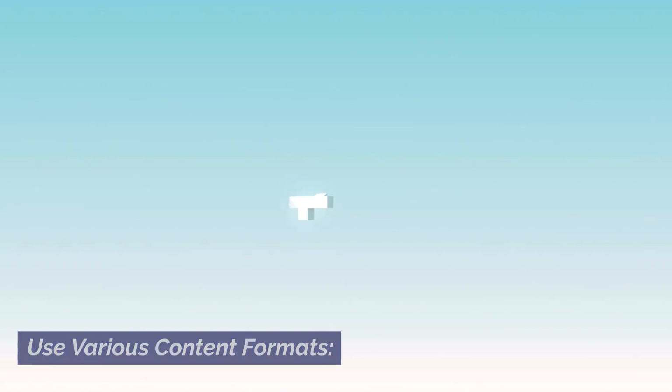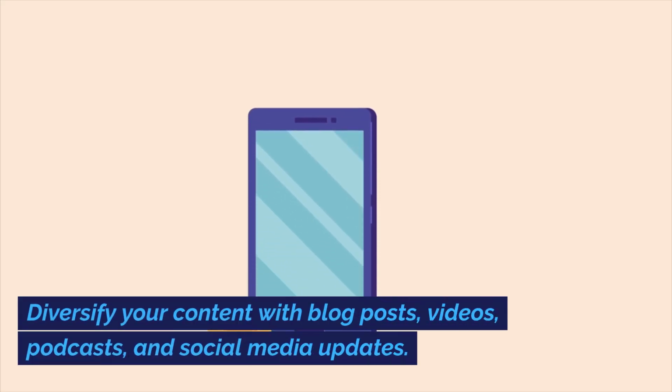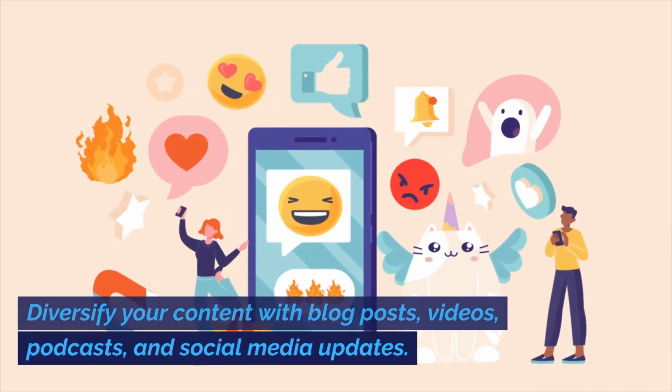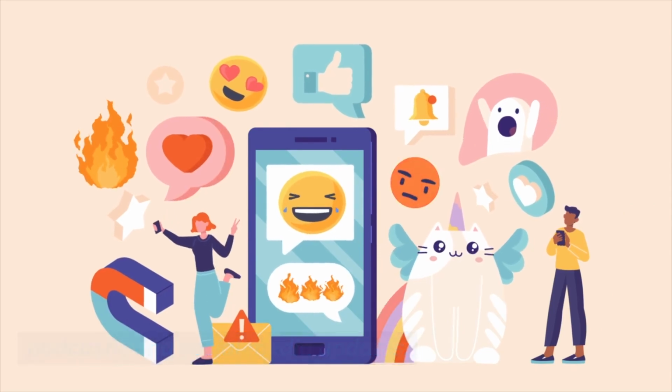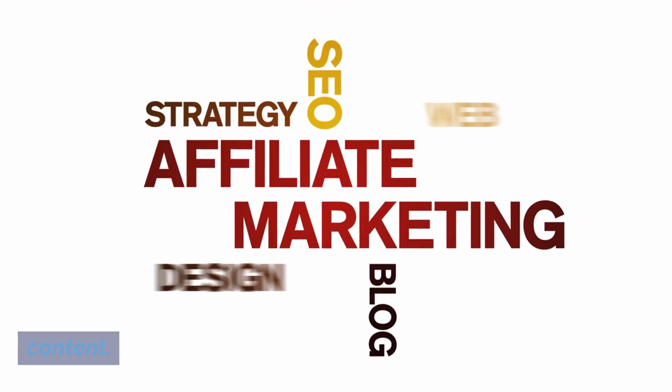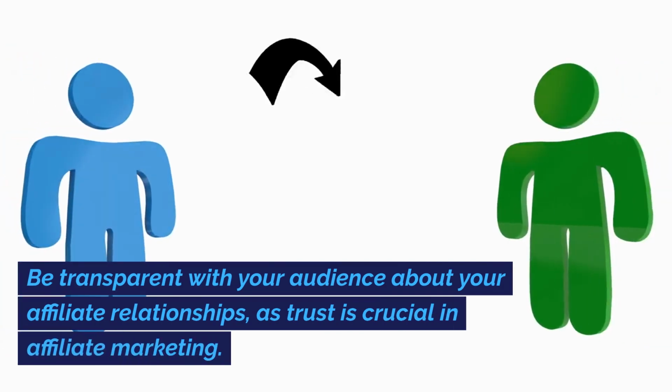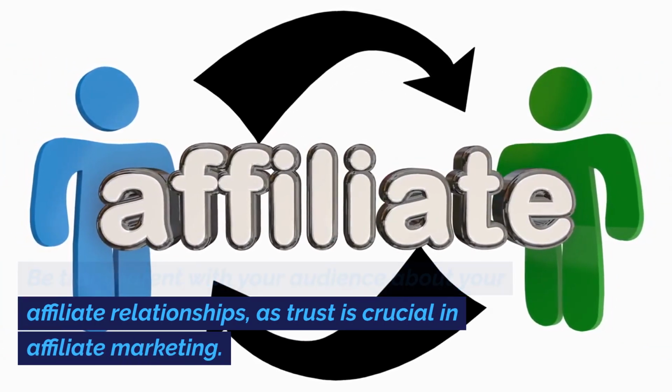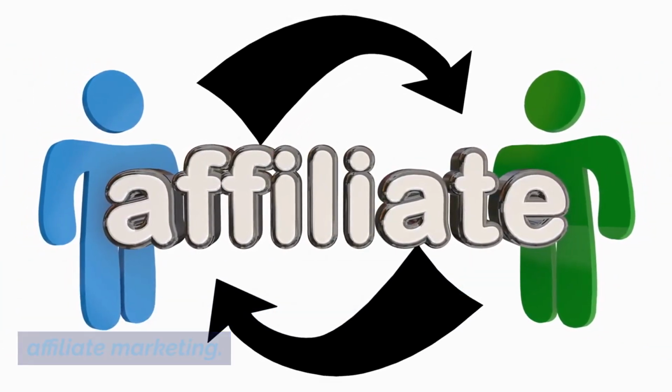Use various content formats. Diversify your content with blog posts, videos, podcasts, and social media updates. Different people prefer different formats, so cater to a broader audience. Incorporate affiliate links naturally. Integrate affiliate links seamlessly into your content. Be transparent with your audience about your affiliate relationships, as trust is crucial in affiliate marketing.